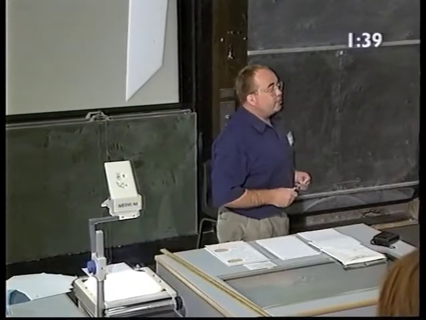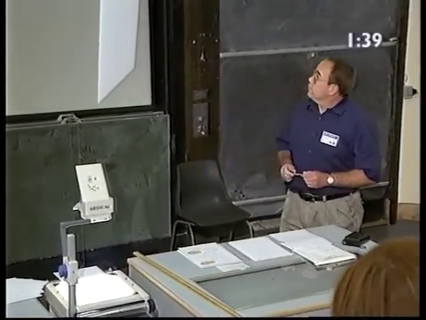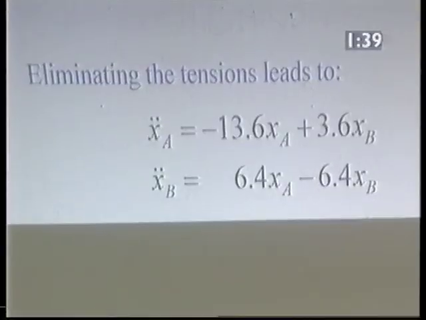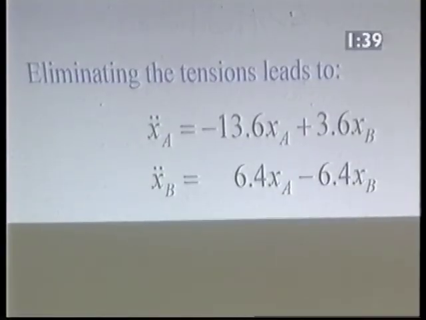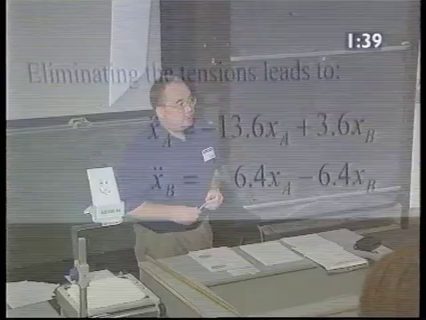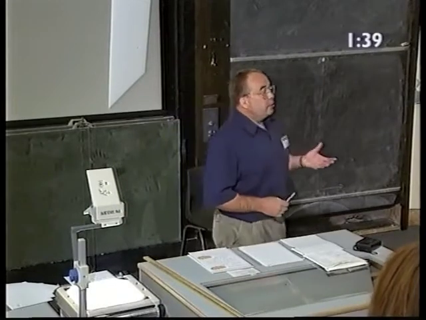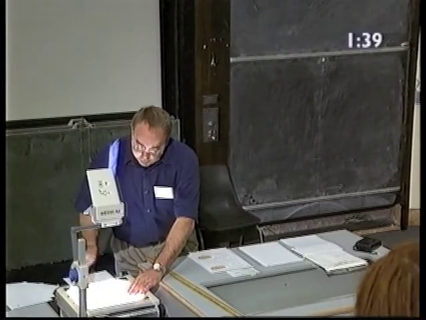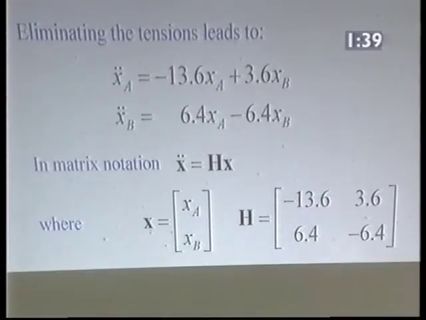We've got a pair of simultaneous differential equations for the motion of the middle onion and the bottom onion. If we can solve these now, we'll get the position XA of the top onion and the position XB of the bottom onion as a function of time. So, in matrix form, we can write the unknown vector as XA, XB, and the matrix of coefficients as H.